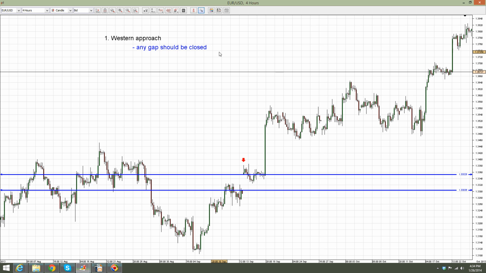So what to do in such a situation? Because on the Western approach, and this is the approach that the majority of people, more than 80-90% of traders, are following, they are looking for gaps to close. However, as you can see, this is not happening here. So what to do? Well, the second approach is the Japanese approach.